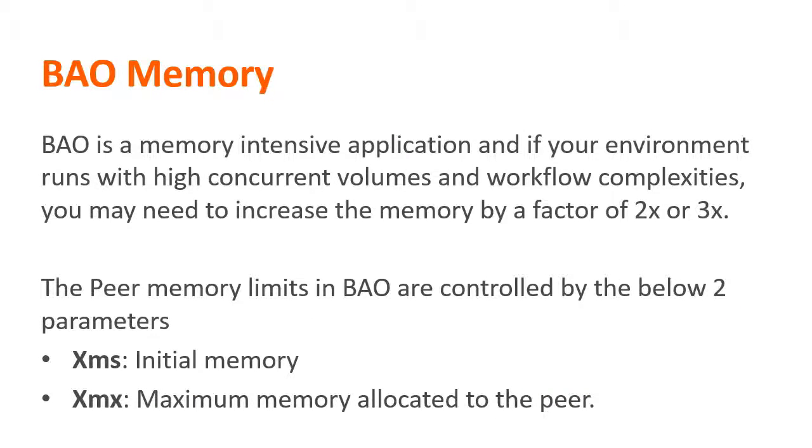BAO is a memory-intensive application, and based on your use cases, complexity, and the amount of data your workflow carries, the peer may require more memory to carry out the workflow execution smoothly. So, it is always necessary to allocate sufficient memory to your peers for successful job processing and to avoid any peer crash. The memory limits in BAO are controlled by the below two parameters, XMS and XMX. The flag XMS specifies the initial memory allocation pool, while the XMX specifies the maximum memory allocated to the Java virtual machine.